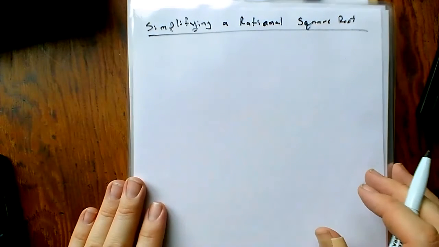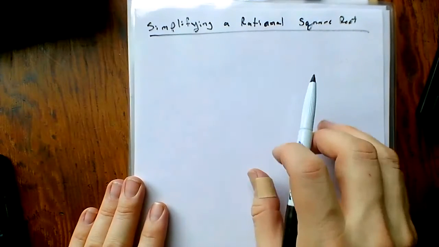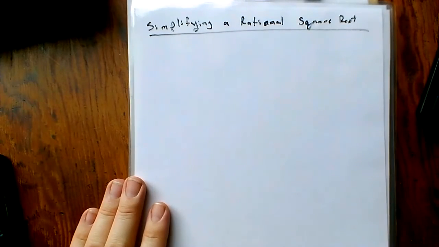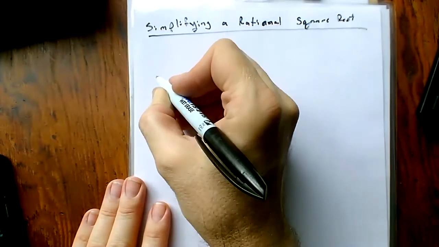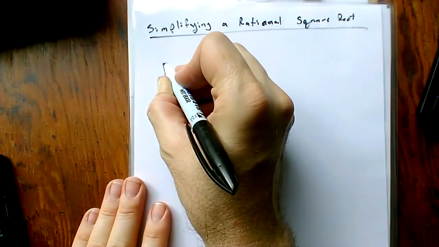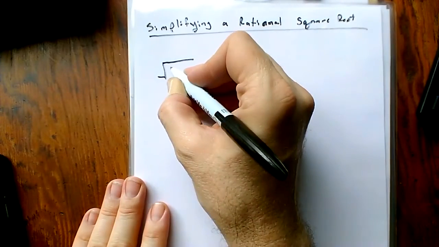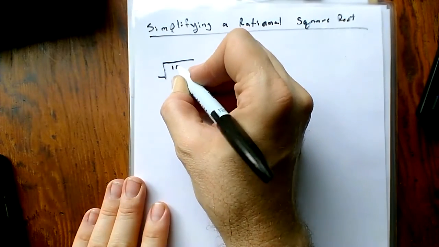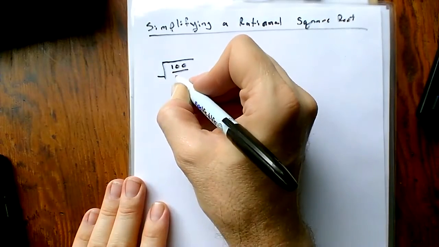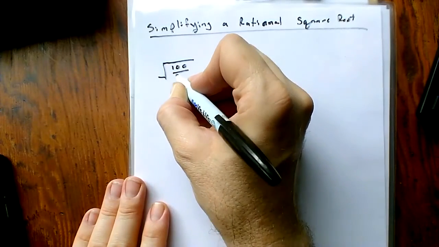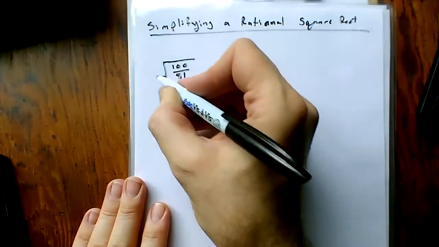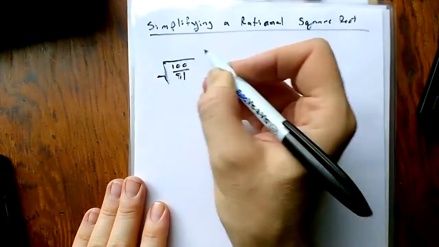All right, we're going to be talking about simplifying a rational square root. Now, a rational expression is just anything in the form of a fraction. So this could be something along the lines of, say, 100 over 81. And this whole thing is under a radical.